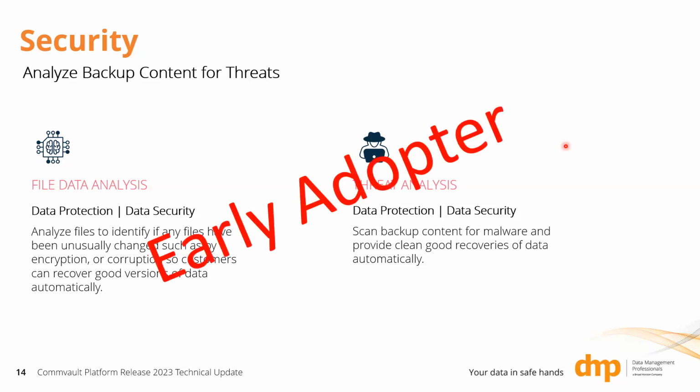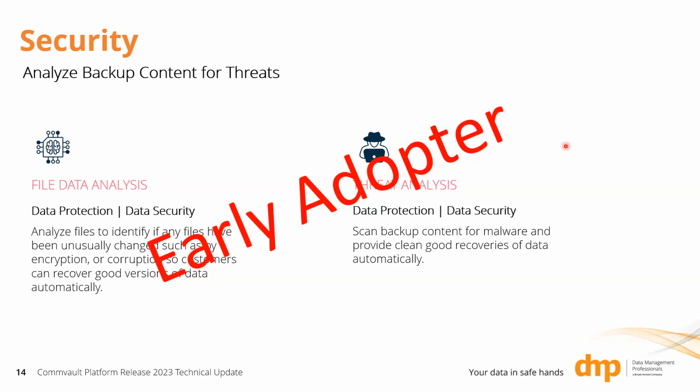Those two topics are still early adopter. That means Commvault works with a select number of customers to discuss this new feature, to deploy it, etc. So it's not that it is not available in the feature release. It's only that we need to contact Commvault to get that package available within your Commvault environment. We can help you with this if you're interested, so we can contact the Commvault early adopter team to integrate this within your environment.